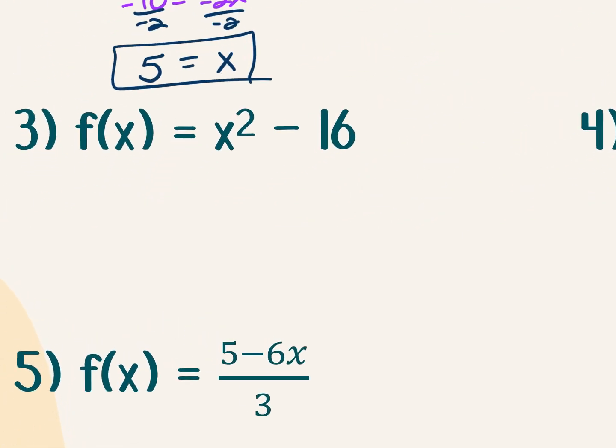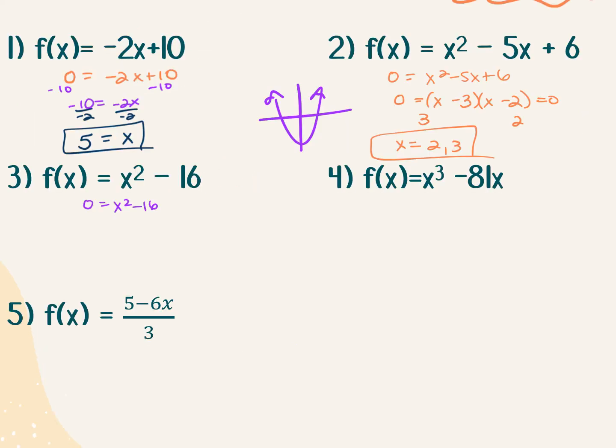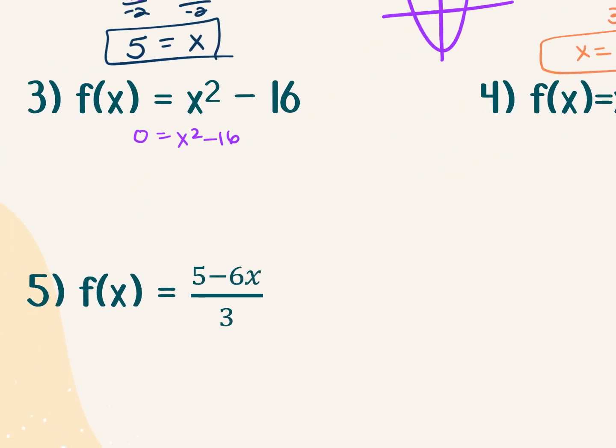Go to 3. 0 equals x squared minus 16. How do I solve it? You can add 16. And then? Don't forget to do what, though? Good. You could also have factored it as a difference of two squares and got the same answer.